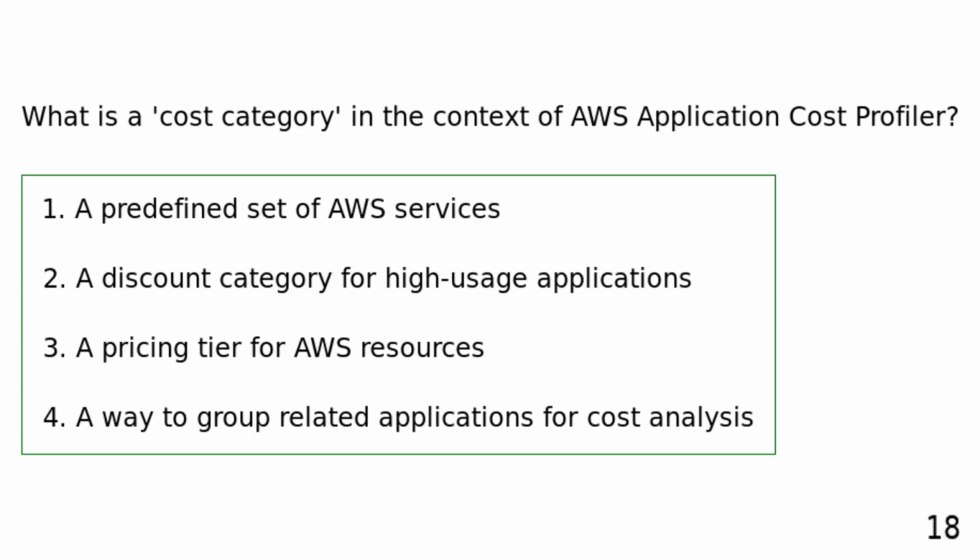A predefined set of AWS services. A discount category for high-usage applications. A pricing tier for AWS resources. A way to group related applications for cost analysis.